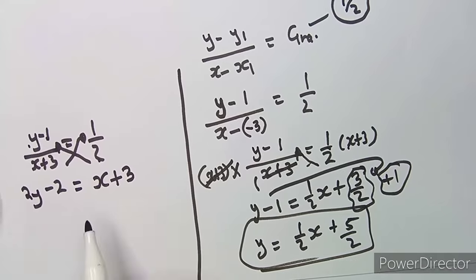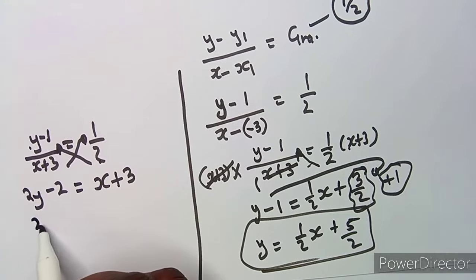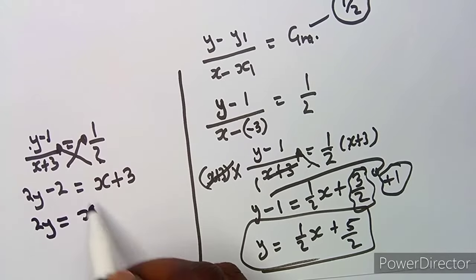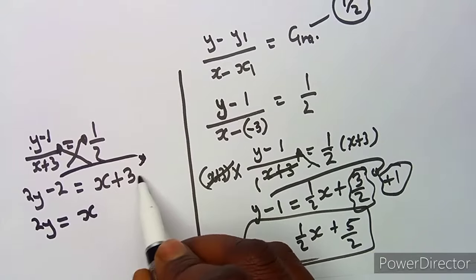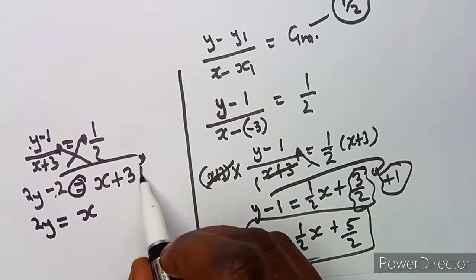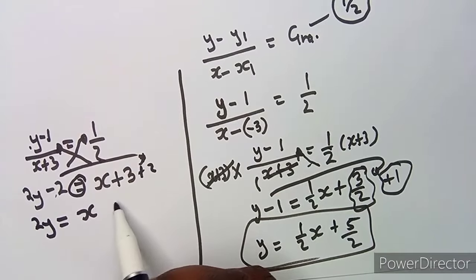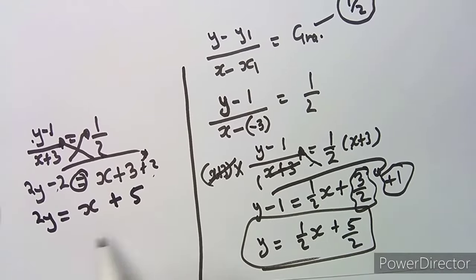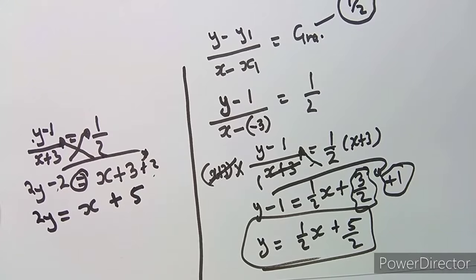But if you are to write it in this format, definitely you have to transpose the minus 2 to that side, which is going to be a plus on this side, because this is a negative. The moment it crosses the equal sign it is now a plus. So that will be plus 2, which is x plus 3 plus 2, which is 5. So you can actually leave your equation like that.